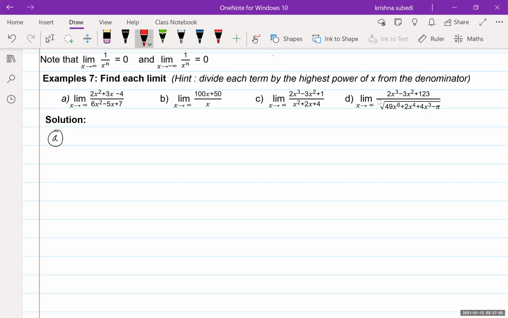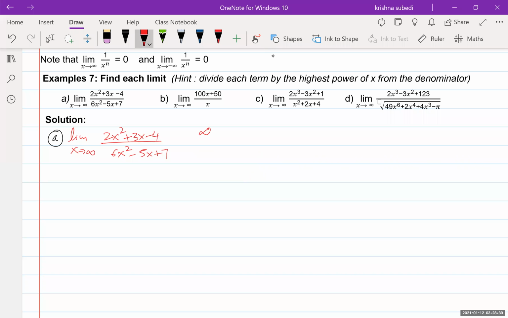Part A. Limit x tends to infinity, 2x squared plus 3x minus 4 over 6x squared minus 5x plus 7. If you plug in the value, you're going to get infinity on the top and infinity on the bottom. Agree? Everyone agree? So what is that? Let me ask you one thing. 2 divided by 2, how much is this? 1. x divided by x, how much is that? Still 1. Infinity divided by infinity. Can I write 1? No. Okay, that's a good observation, guys. We cannot say that.